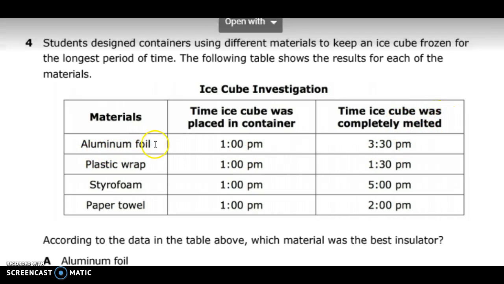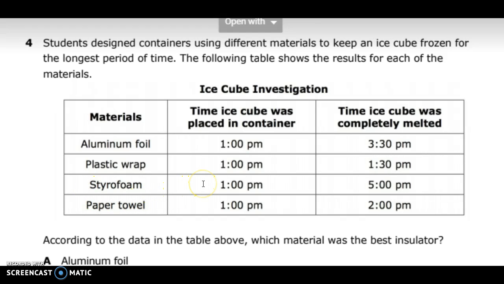Aluminum foil. Time ice cube was placed in container, 1 p.m. Time ice cube was completely melted, 3:30 p.m. Plastic wrap. Time ice cube was placed in container, 1 p.m. Time ice cube was completely melted, 1:30 p.m.